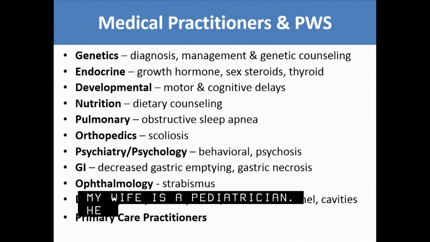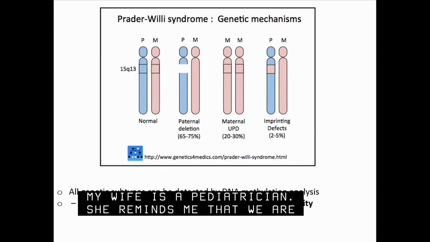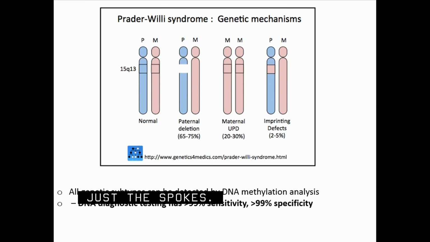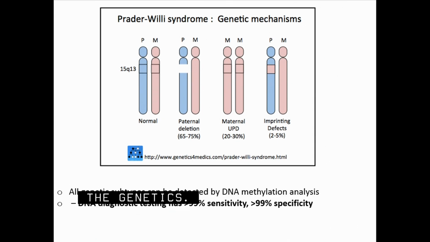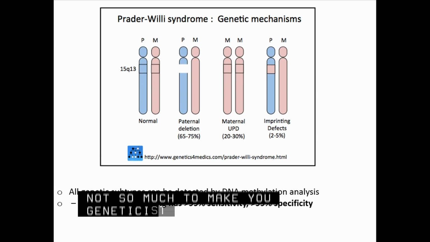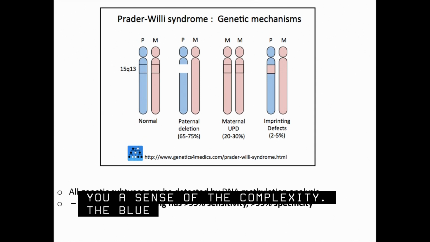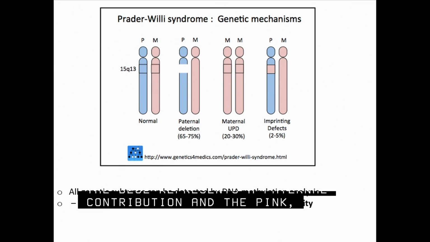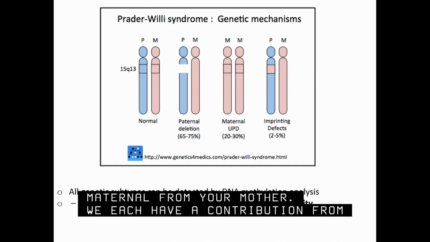We're just the spokes. And so I'm just going to go over a little bit of the genetics, not so much to make you all geneticists today, but to give you a sense of the complexity. The blue represents a paternal, a father contribution, and the pink maternal, from your mother. So we each have a contribution from mom and dad. We have 46 chromosomes, 23 from mom, 23 from dad, 2 of each type.